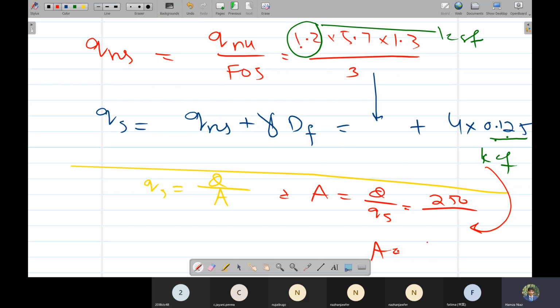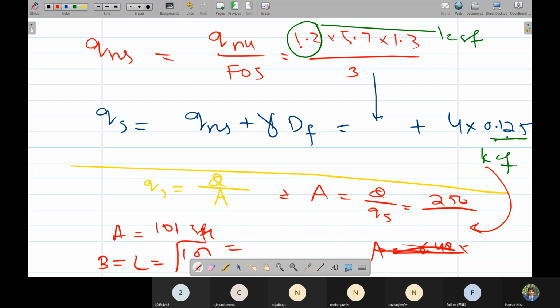For example, suppose the area value comes as 101 SFT. So our B and L would be the square root of 101, that is 10 point something. So simply we can round it as 10.1. Round it to the upper side, in 0.1 multiples. So this is how we can find the area of footing.